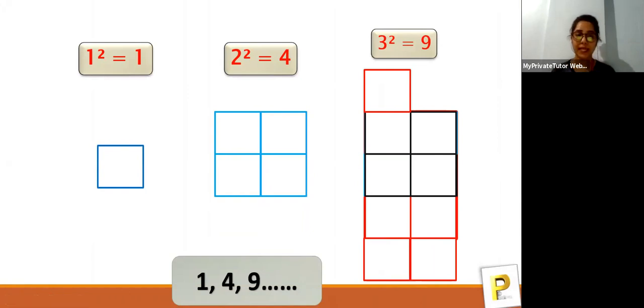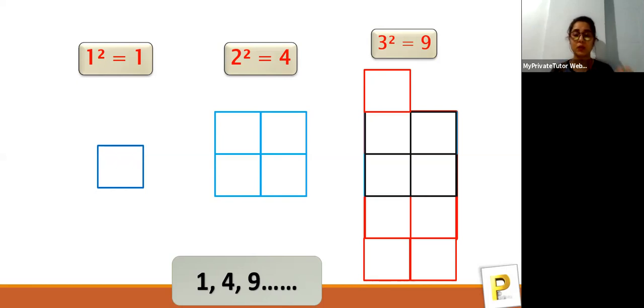Okay, so you can see that in the first part, we had 1 square. Then in the second part, you will observe that there are 4 squares now. And in the next part, you see that there are 9 squares now. Okay, so what is happening?